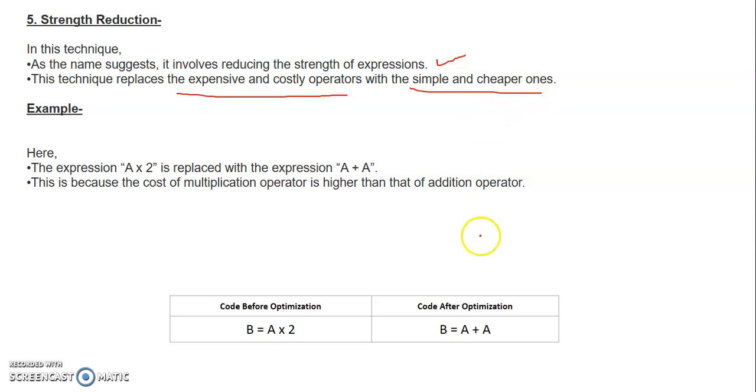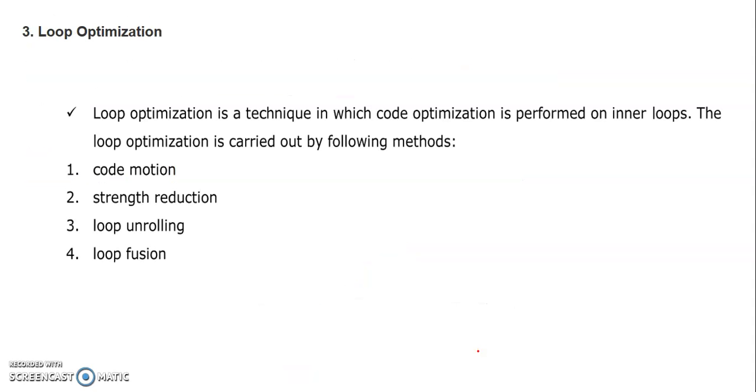So if you take an example, suppose a statement is written in your code: b equals a multiplied by 2, and we know the multiplication operator is a very costly operation. So instead of this statement, after optimization the optimizer may replace this instruction b equals a multiplied by 2 by b equals a plus a, because the plus operator is cheaper as compared to multiplication.